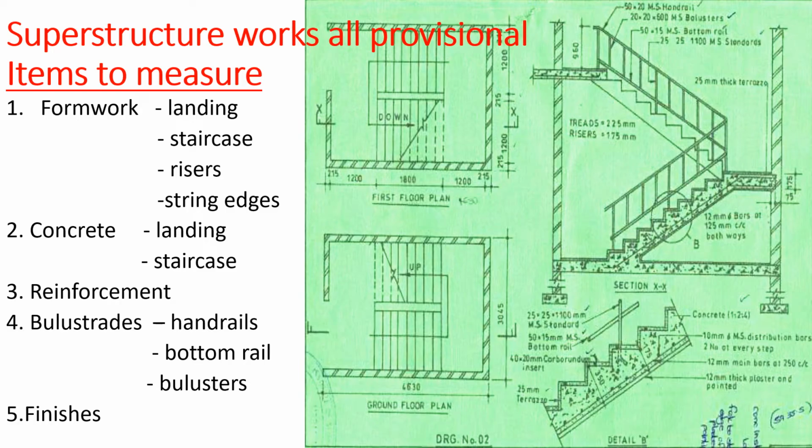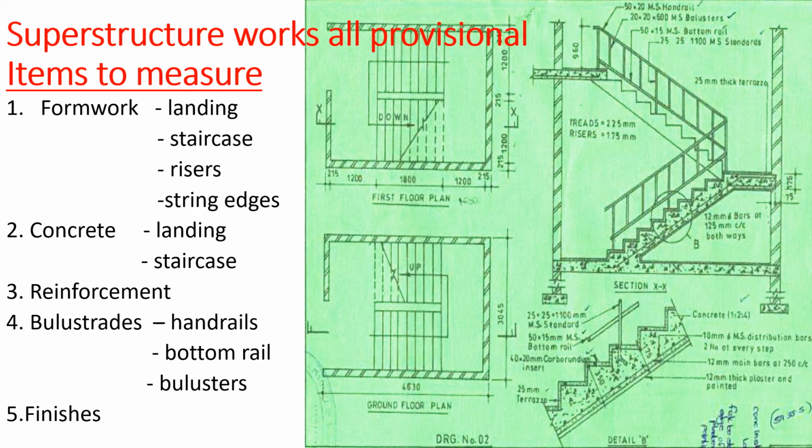So under formwork, we have formwork for the landing. For us to be able to get this concrete for the landing, we must place some temporary structures that are going to hold that formwork. So we have formwork for the staircase. This one here is our staircase for the first flight and for the second flight.